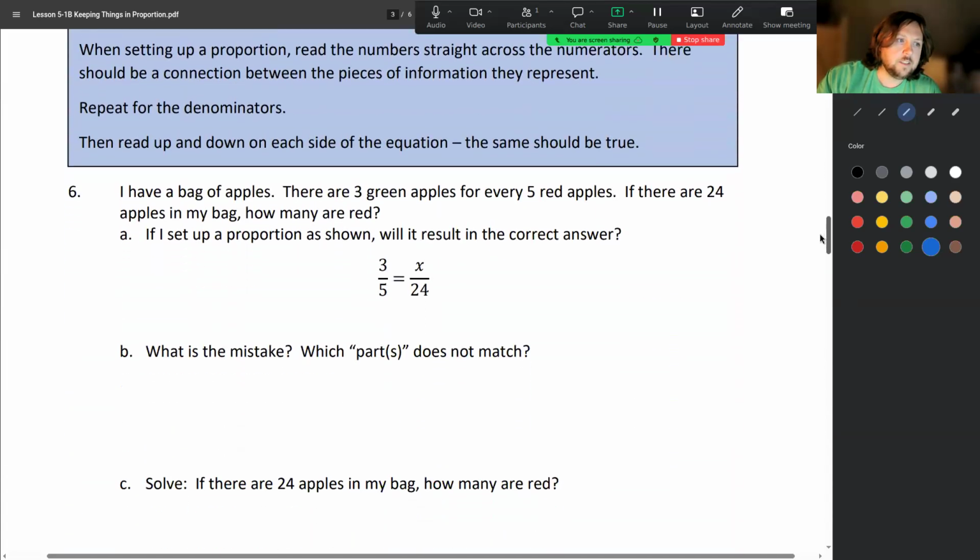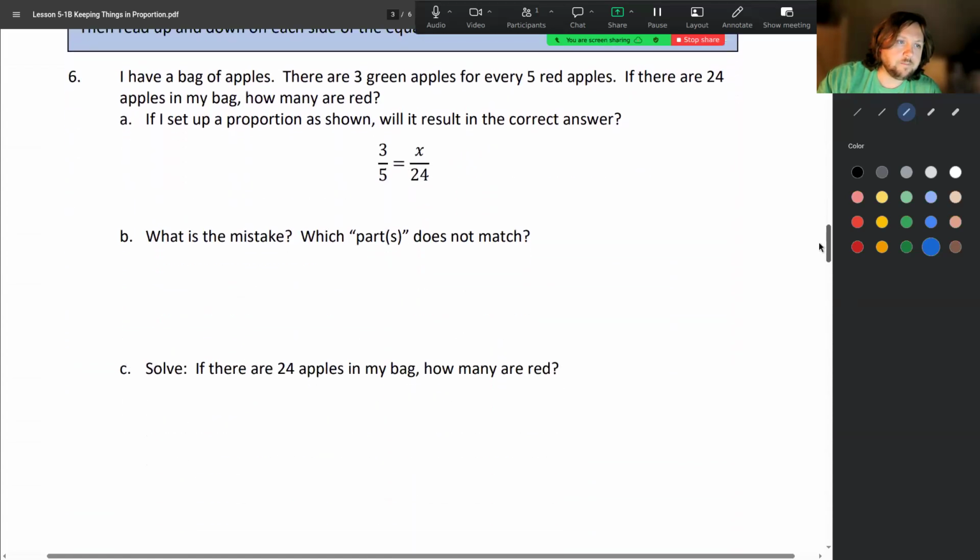Okay, so rule of matching parts. You've seen me using it already. I have a bag of apples. There are 3 green apples for every 5 red apples. If there are 24 apples in my bag, how many are red? If I set up a proportion as shown, will it result in the correct answer?